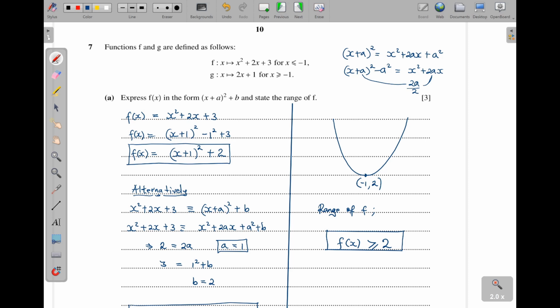Now, sometimes I want you to look at the domain that is given here, x less than or equal to -1. So they are choosing this such that this curve can be 1-to-1. We can choose the left of the turning point or the right of the turning point.